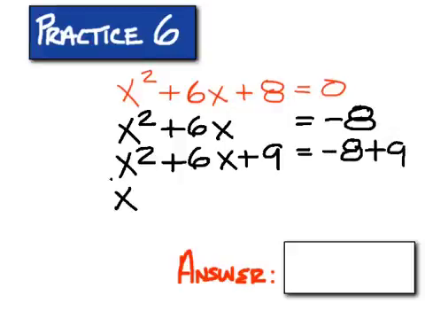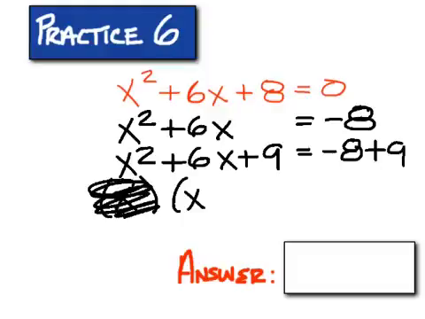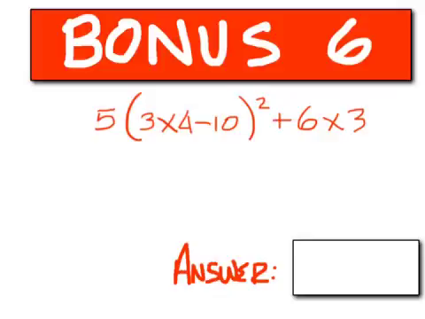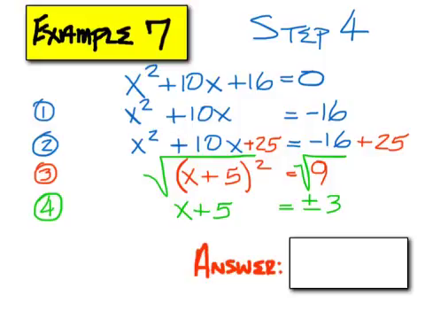Step 3 is the quantity squared. Oh, I sure fouled up there. The quantity squared of x plus 3 is equal to 1. If you have this, bring it on up. Answer should be 38 on the bonus.